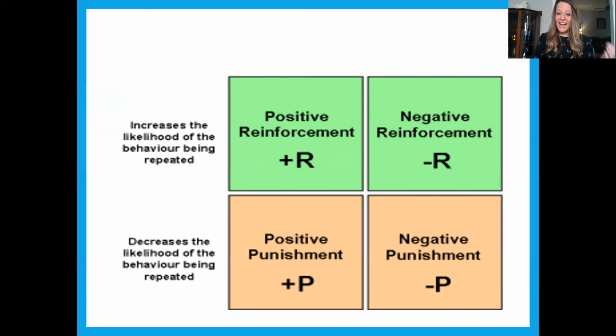Positive reinforcement is adding something good to increase behavior. If your kids clean their room, you give them a cookie to increase the likelihood they clean their room in the future. So you're adding the cookie, you're adding something that they like to increase the likelihood of that behavior in the future. Negative reinforcement means that we take something away that increases the likelihood of that behavior in the future. So we're taking something bad away to increase the likelihood of a behavior in the future.